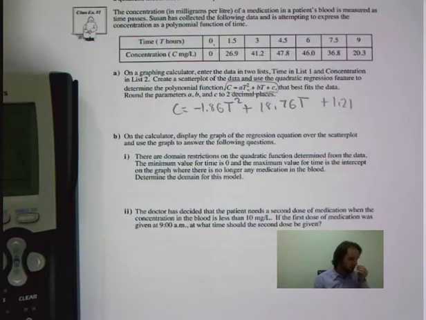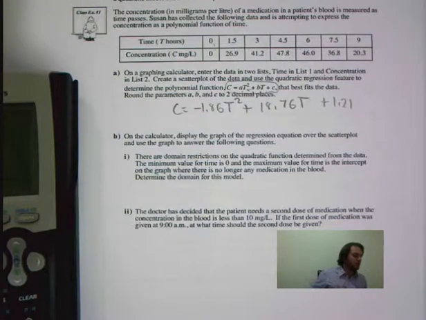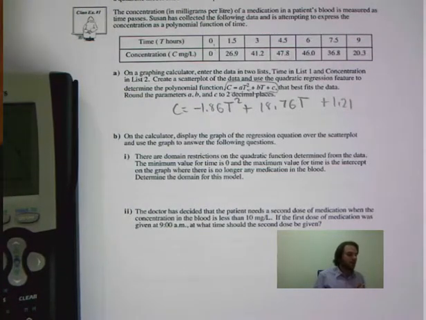Today we're looking at modeling data using a polynomial function. There are domain restrictions on this one. For this quadratic, the minimum value is fairly straightforward. It's 0. And the maximum value for time is 9 hours. We're going to be using our graphing calculator here.